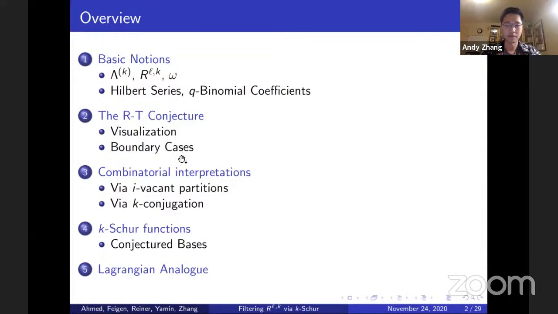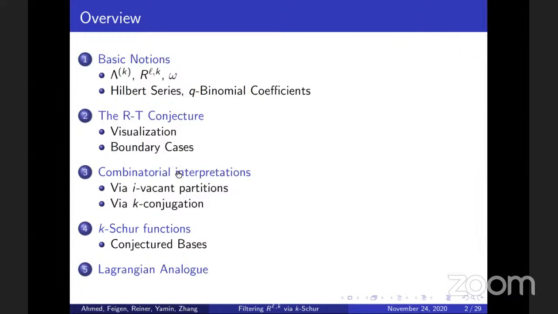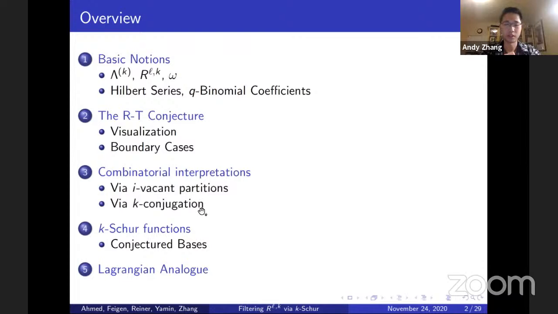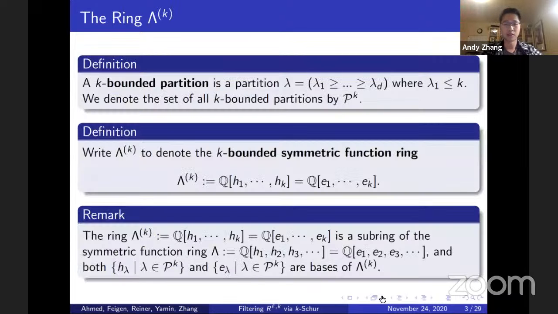We shall see that there is a very natural combinatorial interpretation via k-conjugation, which leads to a conjectural basis that would prove the R-T conjecture. And finally, we'll make some comments on generalizations of the R-T conjecture in different Lie types. In particular, there is an analog of the R-T conjecture in type C, namely the conjecture for the Lagrangian Grassmannians. So let's start off by reviewing some symmetric function theory.